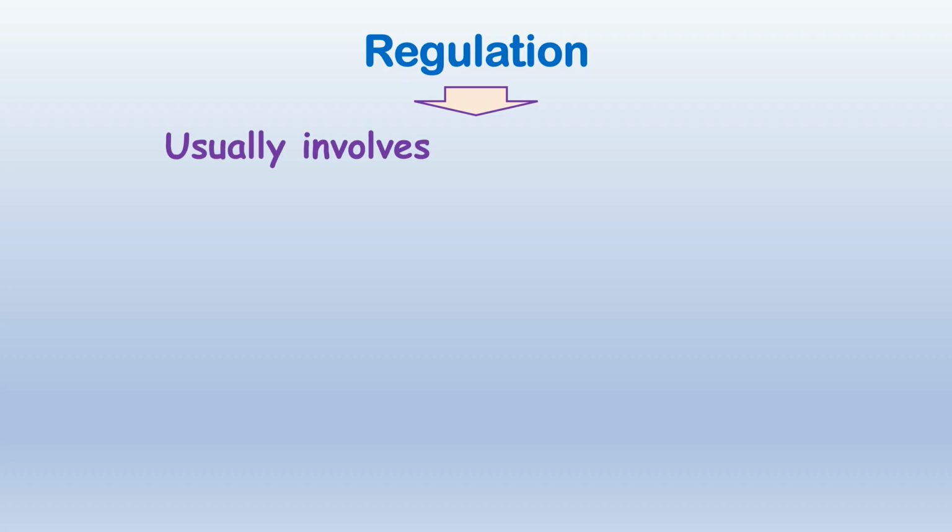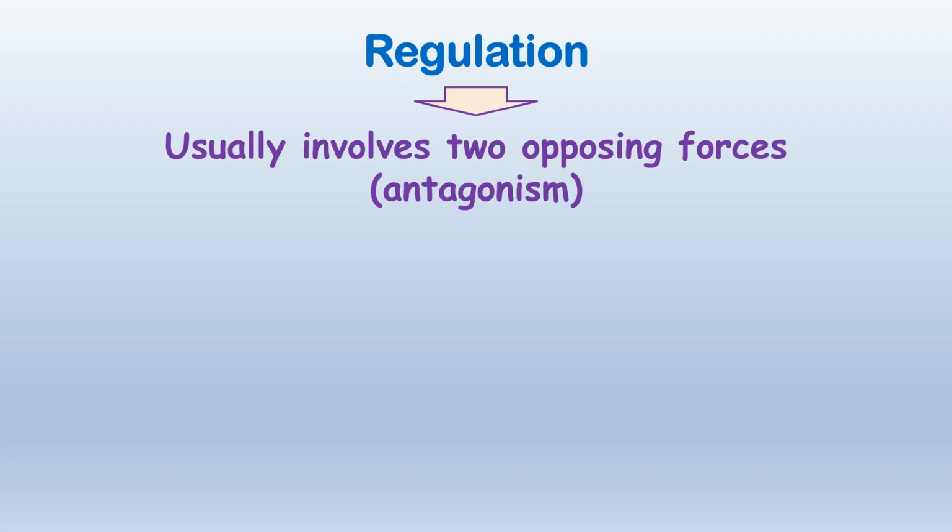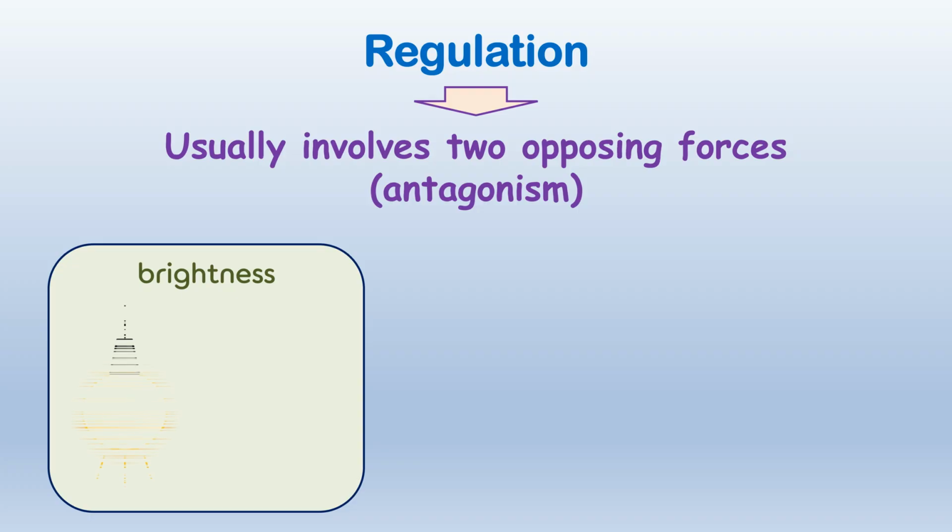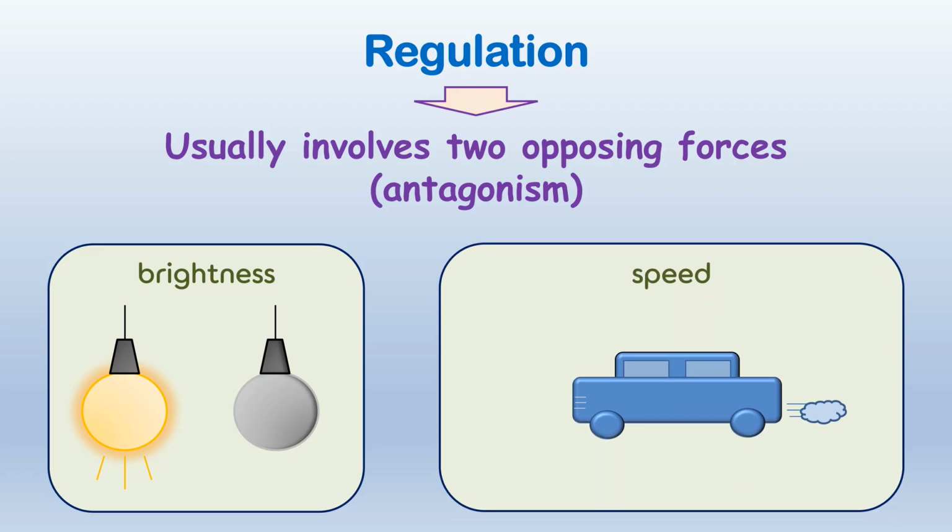Before we answer that, let's look at what regulation means. We use the word often in daily life, but in biology, it has a much more specific and important meaning. It usually involves two opposing forces, a concept known as antagonism. For example, to control the brightness of light, you need both the ability to turn it on and off. Similarly, to regulate a car's speed, you need the gas pedal to accelerate and the brake to slow down. These are familiar examples of antagonistic functions we experience in daily life.